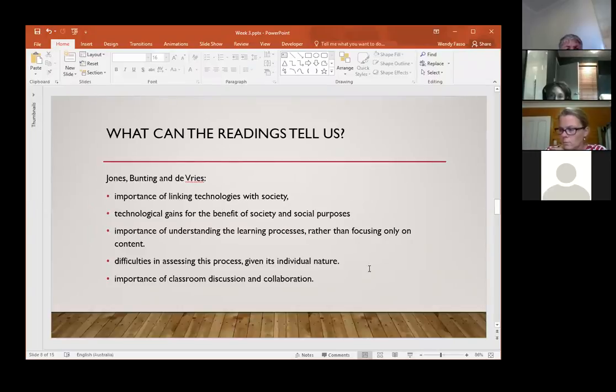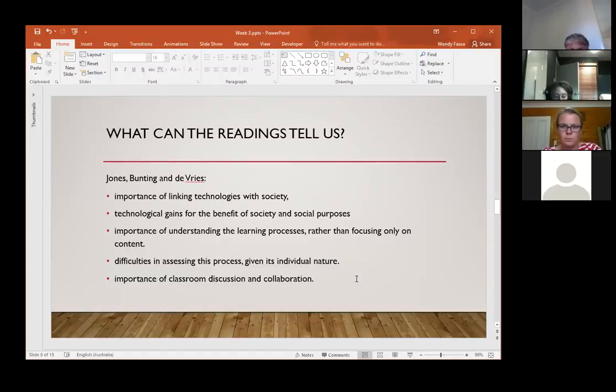Then we've got Jones, Bunting and DeFries. And they came up with a couple of really important things that lead to key questions. The first one is linking technologies with society. So if you've done a menu design, or let's say you've done a push-pull toy design, how do you actually link that project with society?